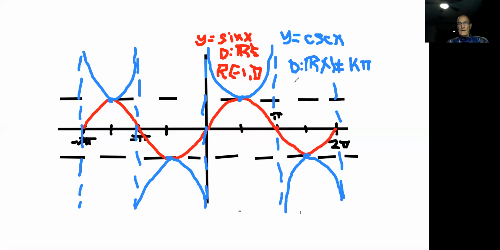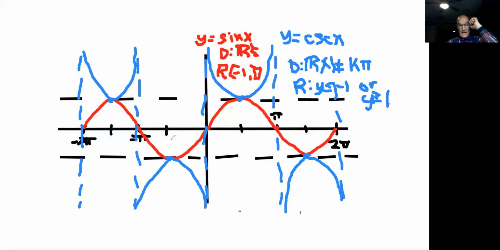And your range here, notice, whereas the sine function is constricted from -1 to 1, the cosecant curve is y less than or equal to -1 or y greater than or equal to 1. Okay, so you got this hole in the middle of it.